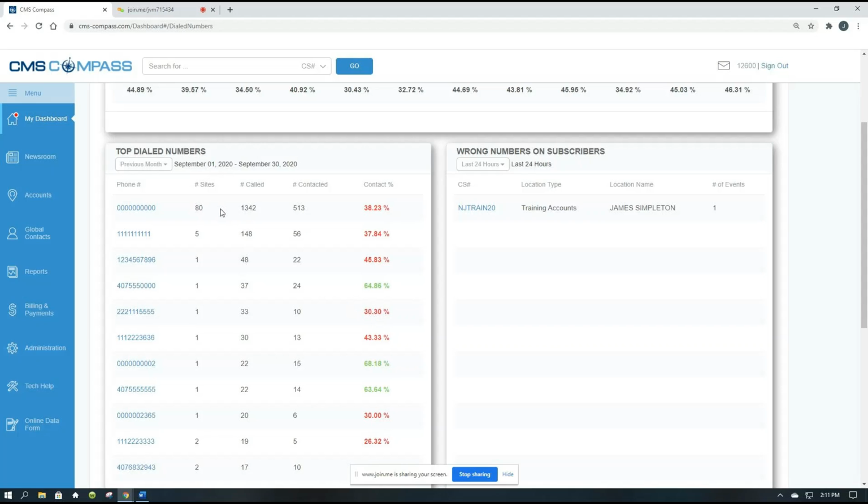So that's really what this widget is going to show you. It's going to show you those numbers that we're calling the most, and then it's going to break down how many times we're contacting those phone numbers when we do call them. And this is just for the last previous month.